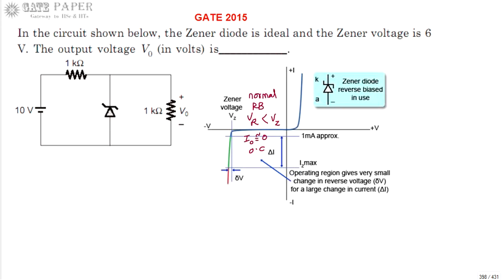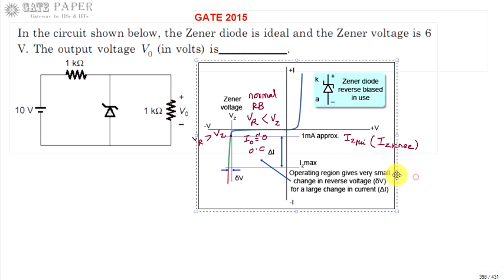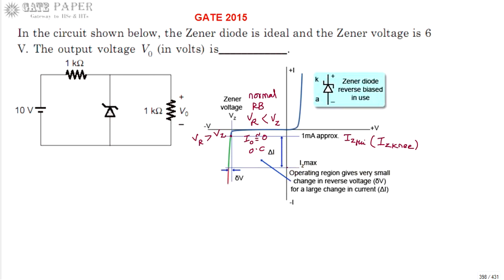And if the reverse voltage is greater than the Zener breakdown voltage, then it enters into the Zener breakdown region, starting from this point. This is IZ minimum, also called IZ knee. This is the minimum amount of current required to keep the Zener diode in the breakdown region, and this is the maximum current, after which the Zener diode gets damaged.